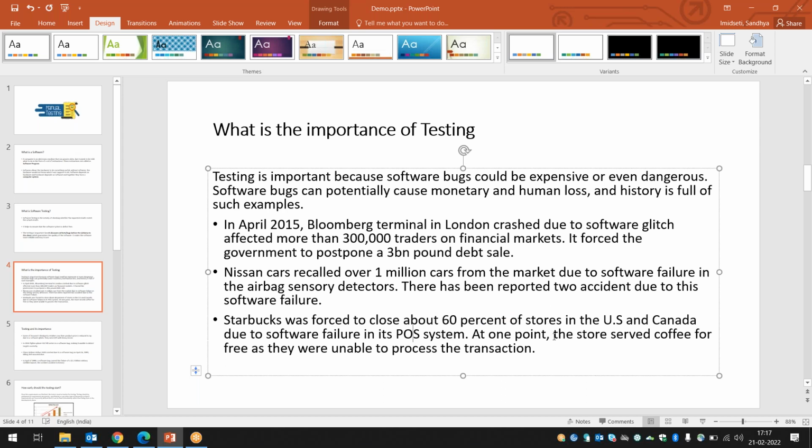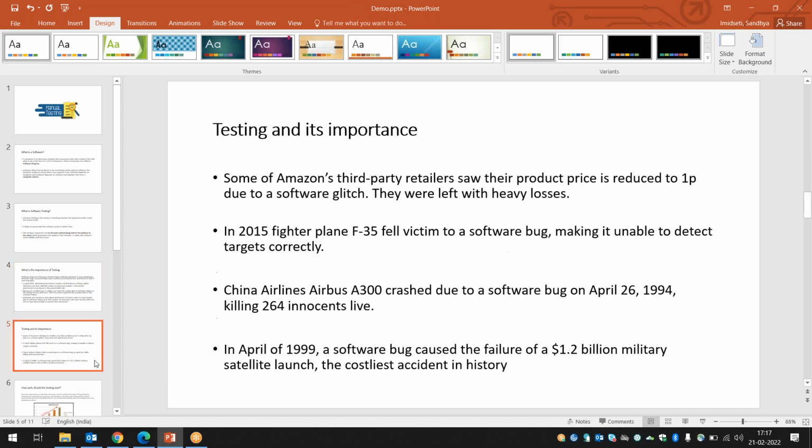So you guys are getting the importance of software testing, right? Without proper testing, we are not able to do this. And one popular e-commerce website, Amazon, which everyone uses: third-party retailers saw their product pricing reduced to 1 paisa due to a software glitch, and they were left with very heavy losses.